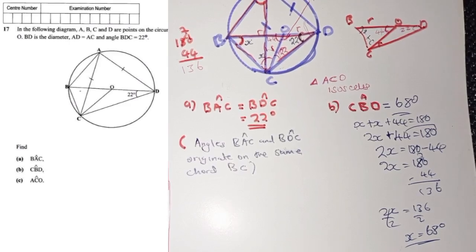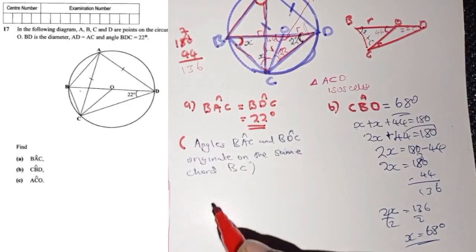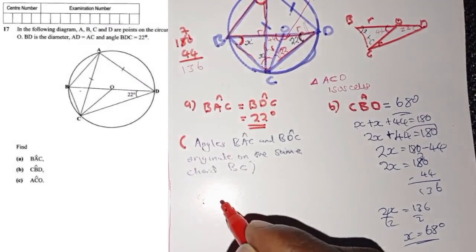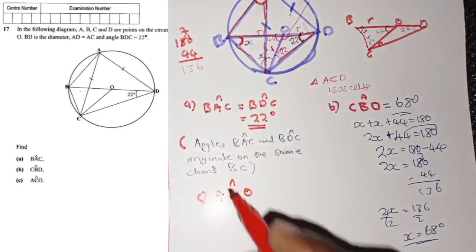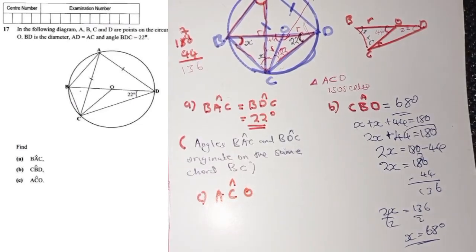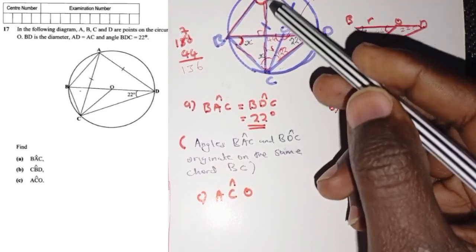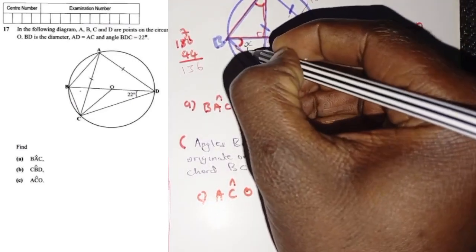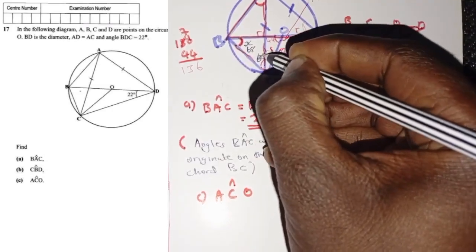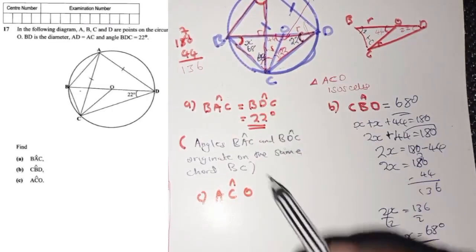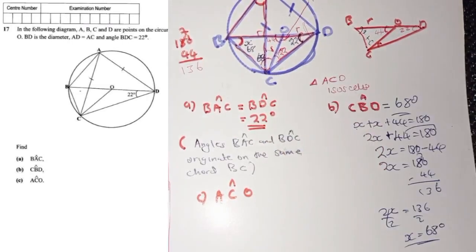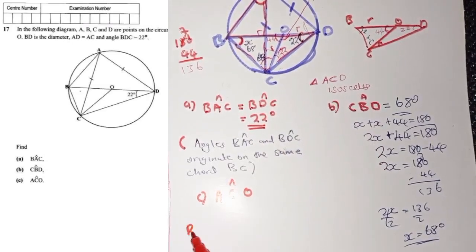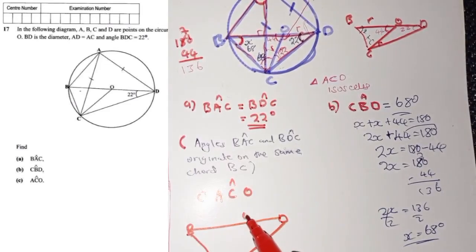And lastly, we are being told to find ACO. So what will be ACO? Now remember here we said this is 68. This must also be 68. So here I'm just going to draw BDC so that I illustrate something for you. B, and then you have D, and it's something like this. This one we're told is the diameter with the center O here, which goes like this.